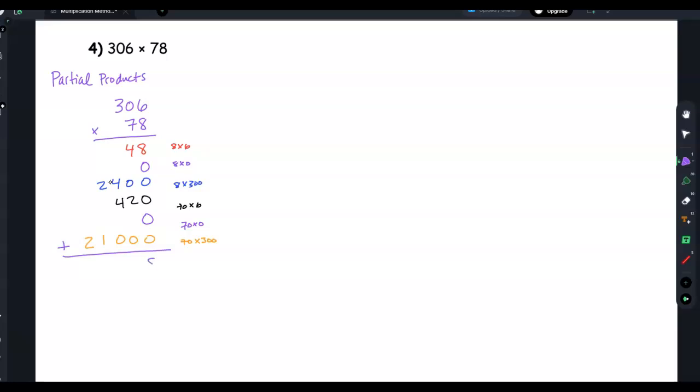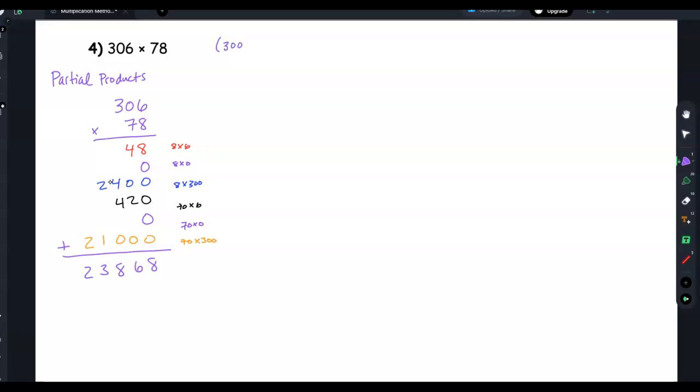So 8 plus a bunch of zeros would be 8. Here I have 4 plus 2 is 6. 4 plus 4 is 8. 2 plus 1 is 3. And then this is just a 2. So I'm going to need 23,868. If I were to show this horizontally, this one's a little bit weird due to the 0 in 306.